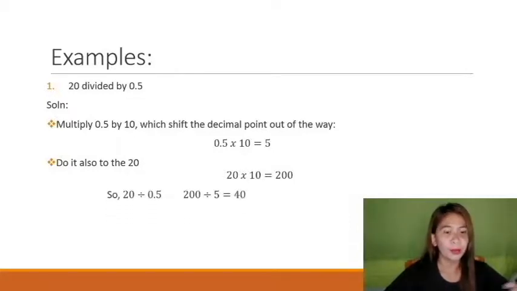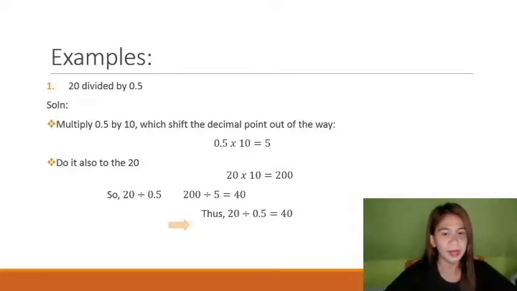Now, the numbers are in whole number form, which makes it easier to solve, or to divide. So 20 divided by 0.5 is the same as 200 divided by 5, which is equal to 40. Thus, 20 divided by 0.5 is equal to 40. Easy, right? Very good.